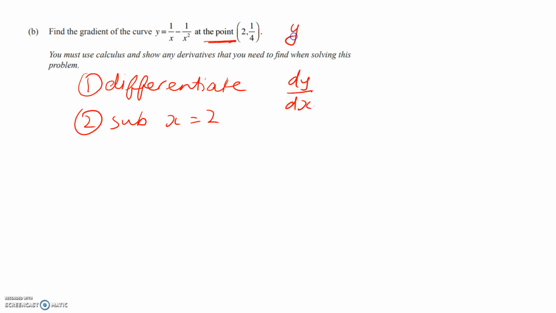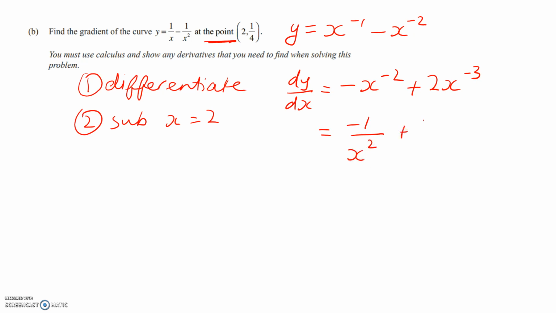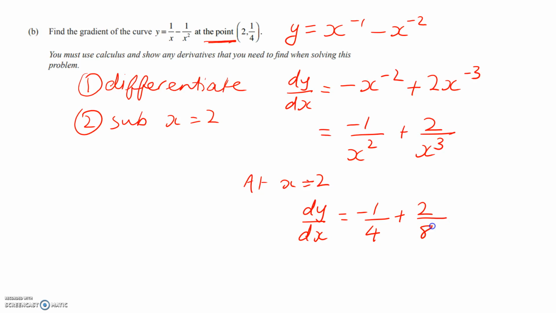Before I do that though, I'm going to write y with negative powers. Makes it much easier. y is equal to x to the negative 1 minus x to the negative 2. So dy by dx is negative x to the negative 2 plus 2x to the negative 3. Writing that back like this makes it easier to see how to substitute. So at x equals 2, what do we get? Well, dy by dx will be negative 1/4 plus 2 over 2 cubed, which is 8. So negative 1/4 plus 2/8, which is 0.